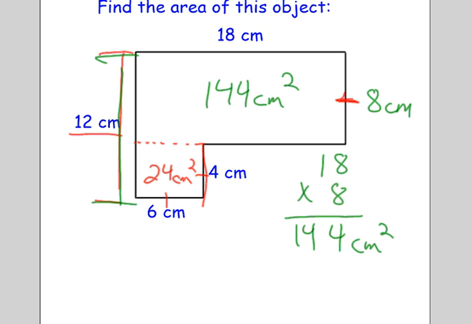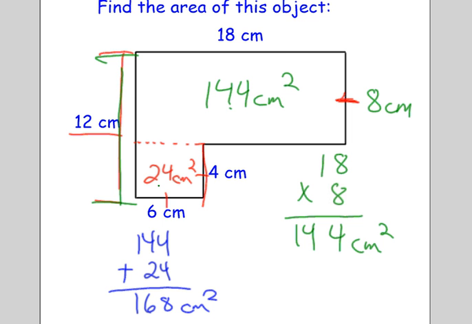And then I just need to add this to this, right? And so in the end, I'm going to add my 144 plus my 24 and get an answer of 168 centimeters squared. So in the end, you're breaking down your complex shapes into simple shapes to be able to solve for the area. And then using our principles of perimeter to help us find our missing values.